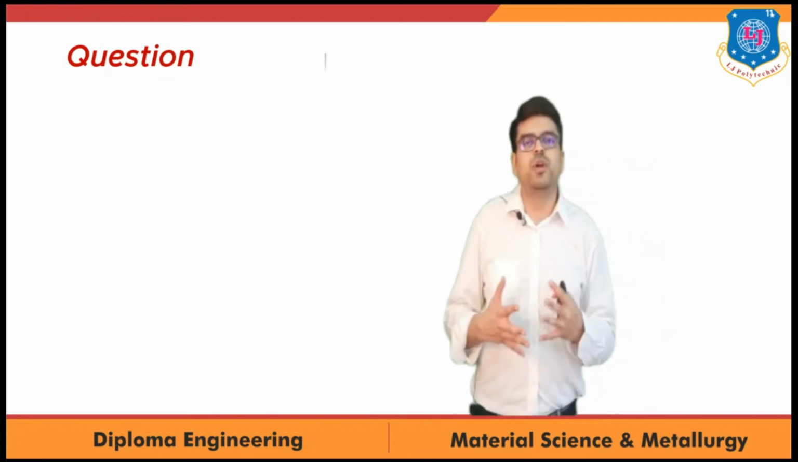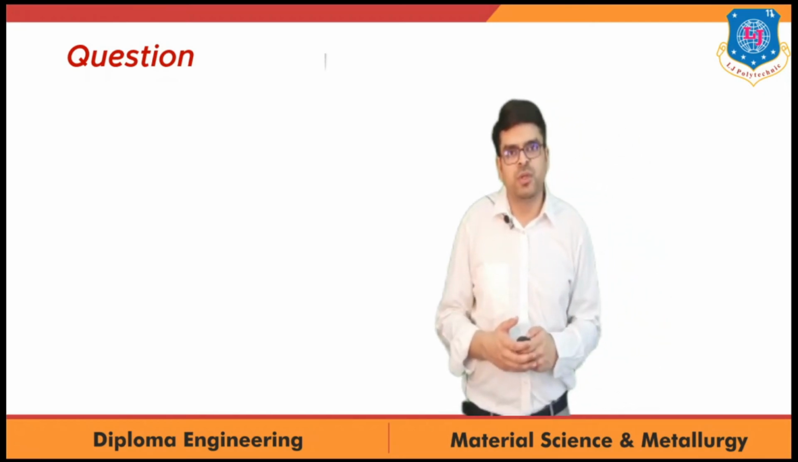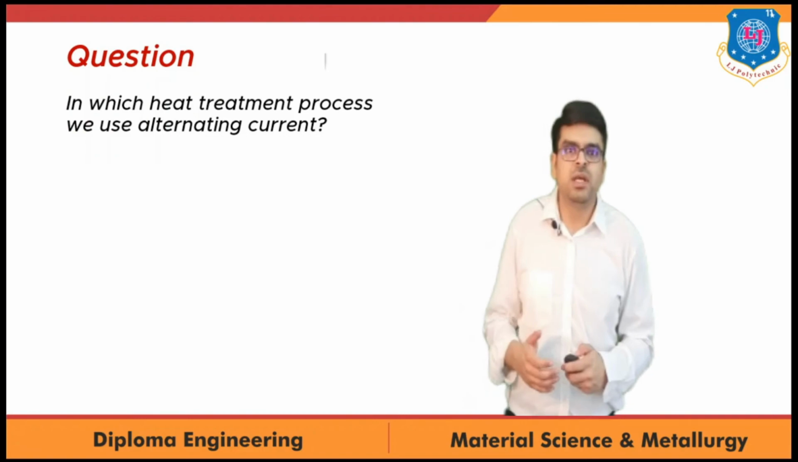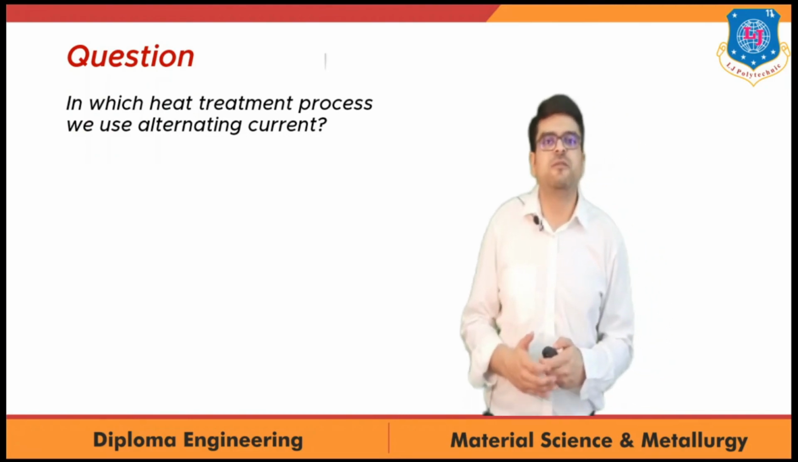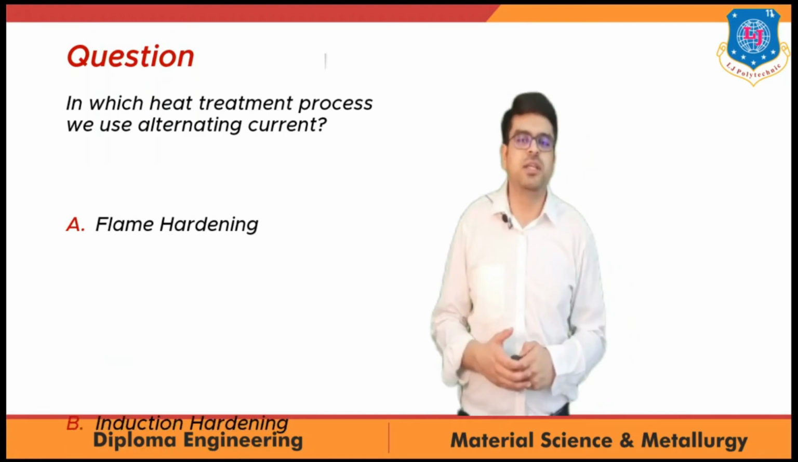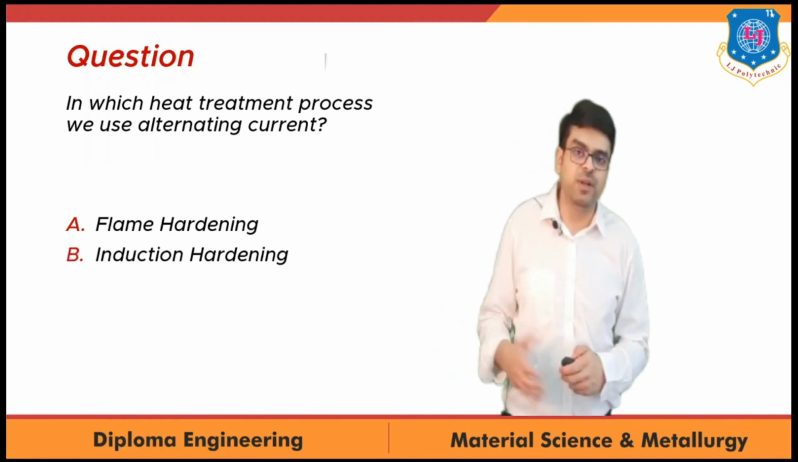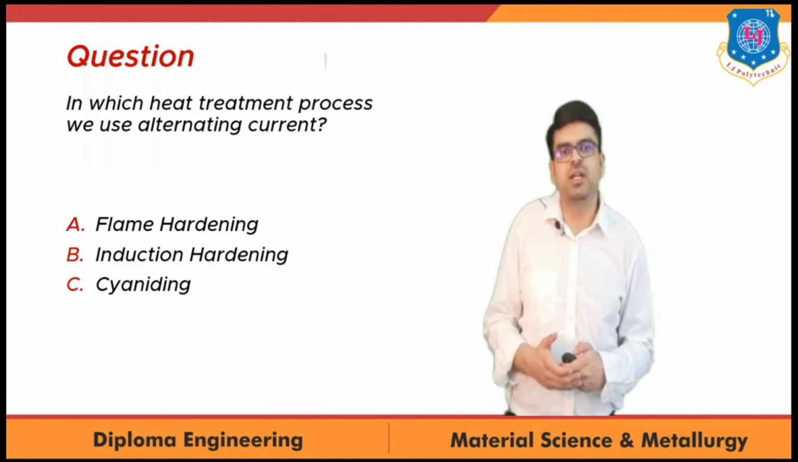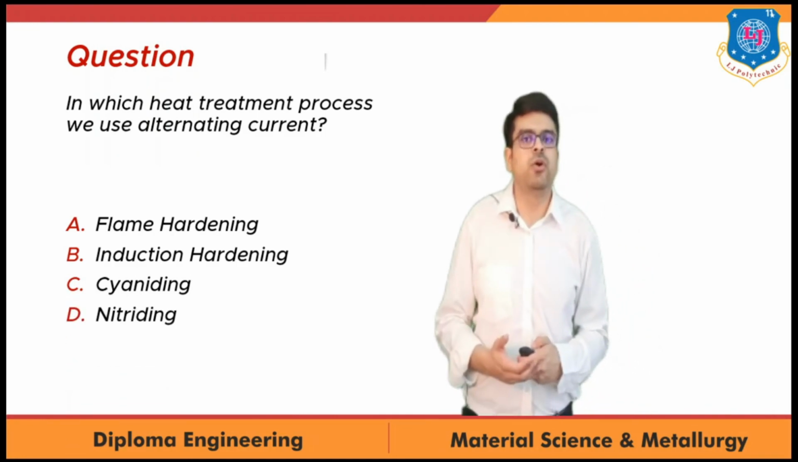Lastly, I have put a question for you. The question is, in which heat treatment process do we use alternating current? Your options are here. Is it flame hardening process, induction hardening process, cyaniding, or nitriding?